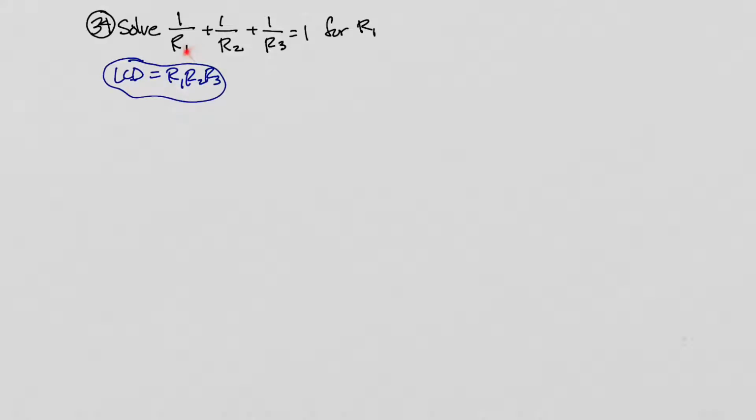Now, these subscripts are just names. So this is the first R, the second R, the third R. They're just names. This could be X, Y, and Z, but we named them resistor 1, resistor 2, resistor 3.